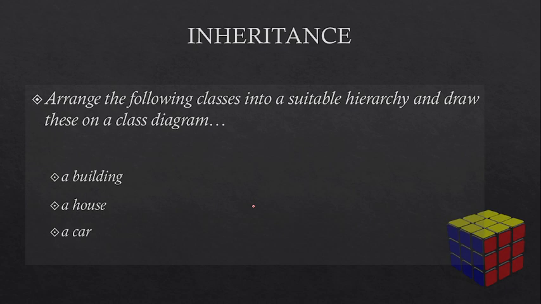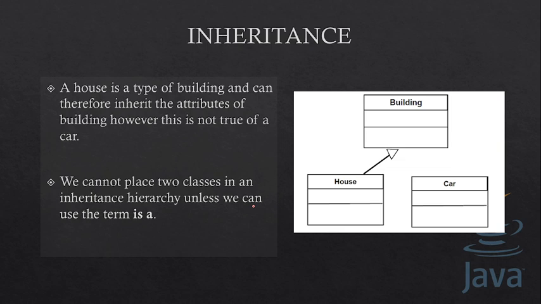Okay. So here also we have three classes that we want to arrange into a suitable hierarchy. There's house, building, and the car. So we say a house is a type of building, so therefore we can associate that by inheritance and it can inherit the attributes of building. However, the car cannot be called a building.